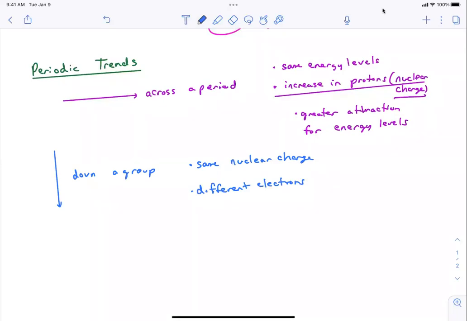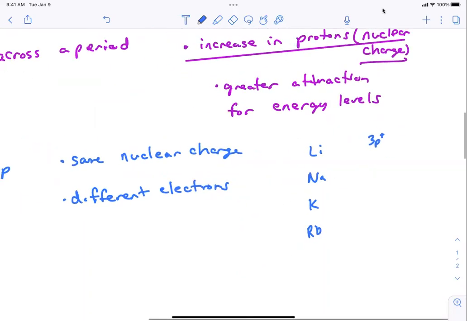And what I mean by same nuclear charge is this, to clarify. When you look at lithium, sodium, potassium, and rubidium, they're in the same group. They're all in group 1. Well, lithium has 3 protons, and they have 2 electrons here, and then 1 electron, 1 valence electron out here.